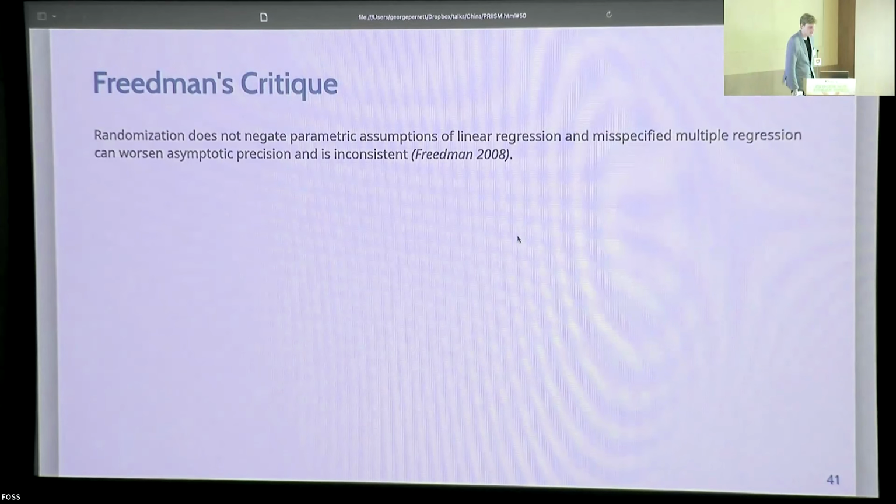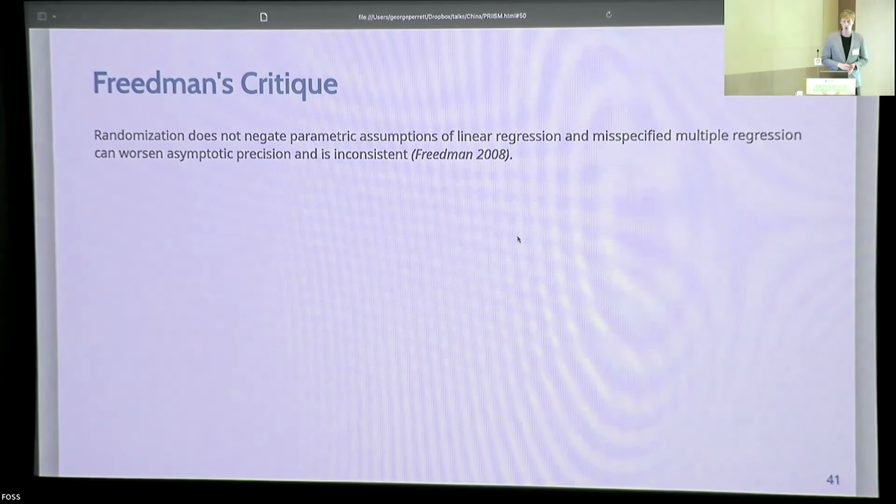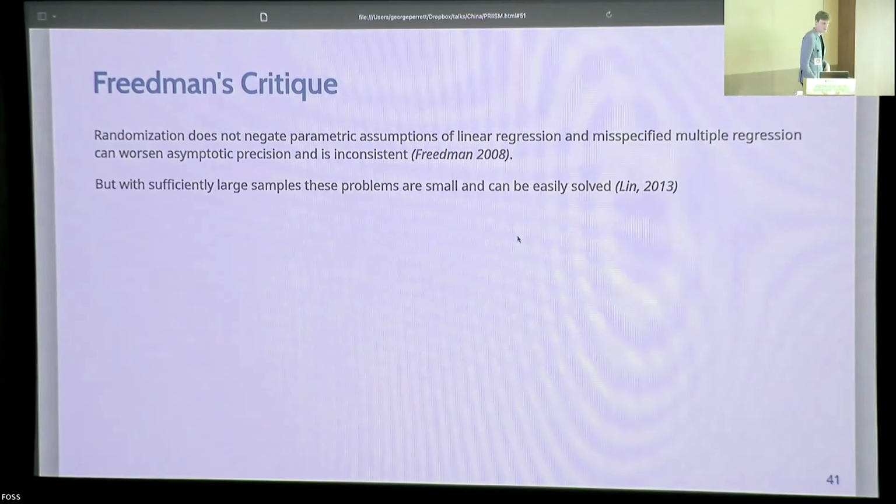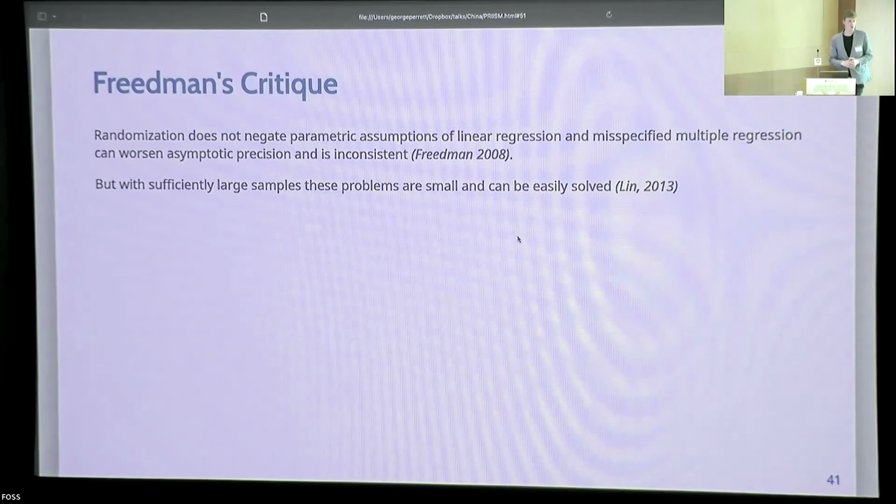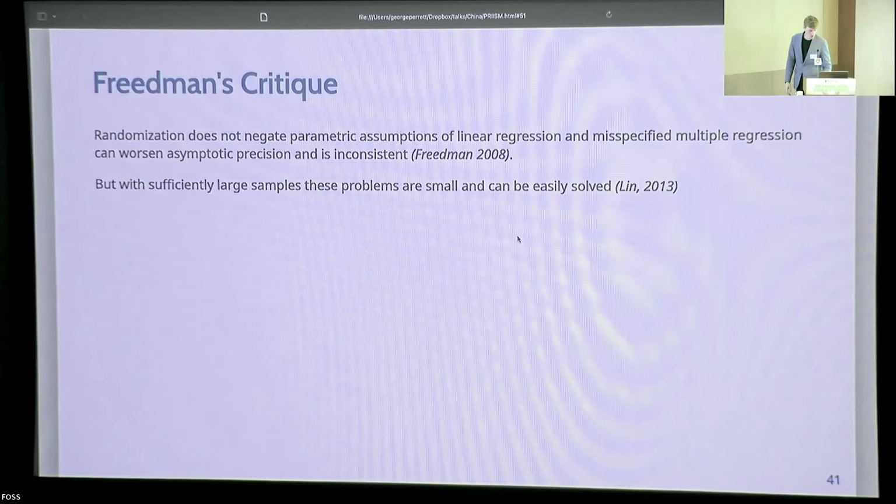There's a famous critique of this by a mathematician named Friedman, called Friedman's critique, where he points out that there could be some negative asymptotic properties when you fit the wrong model, basically when you incorporate this information in regression. Now, there's a notable response to this by Winston Lin, where he says, well, with sufficiently large samples, and sufficiently large is actually pretty small, these problems become easily solved. So I just want to put this in there that some people have challenged the idea that adjusting for things automatically makes your result more efficient. But there have also been responses saying that in the real world, in any studies we would all be running, it's not really a concern. So I just want to note that before moving on.